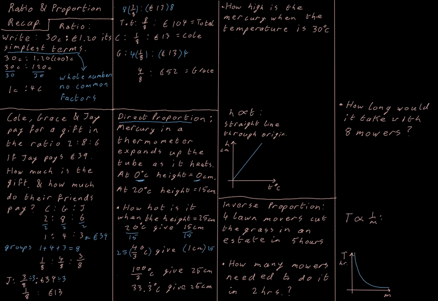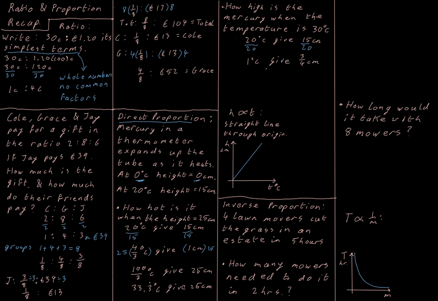Now, how high is the mercury when the temperature is 30 degrees Celsius? Well, we go to the relationship that we were given at the beginning. 20 degrees Celsius gives a height of 15 centimeters. I want to know a different number of degrees Celsius, so now I need to find what 1 degree Celsius gives me in centimeters of mercury. So I need to divide both sides by 20 in order to get what 1 degree Celsius gives me in mercury.